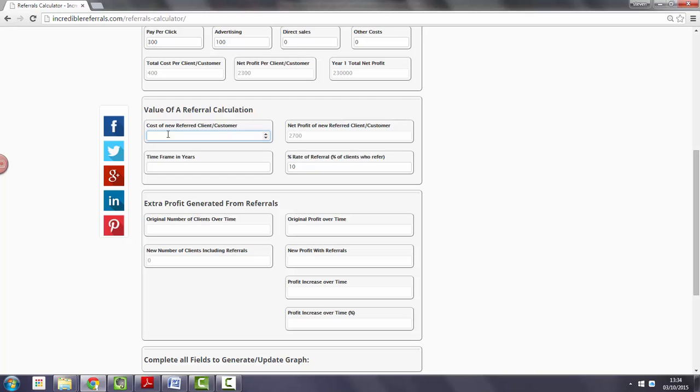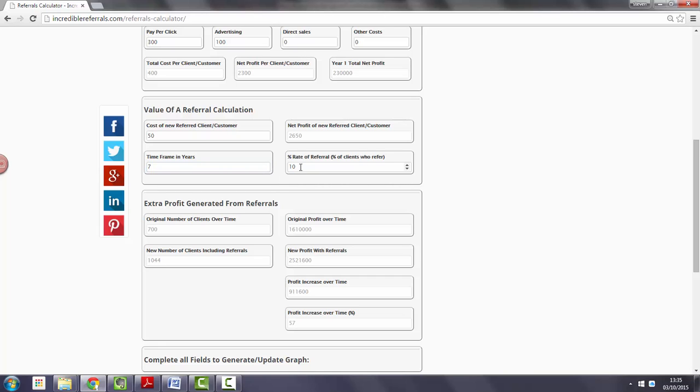This is absolutely vital. In most cases, new referral clients will cost nothing or next to nothing. So I'm going to put an amount which is probably too much of £50 in there, and click. The net profit of a new referred client is worked out automatically, which is £2,650, compared to, if you remember, £2,300. The time frame for a client, for this particular example, I'm going to put at 7 years, which is often an accepted amount for the value of a client.